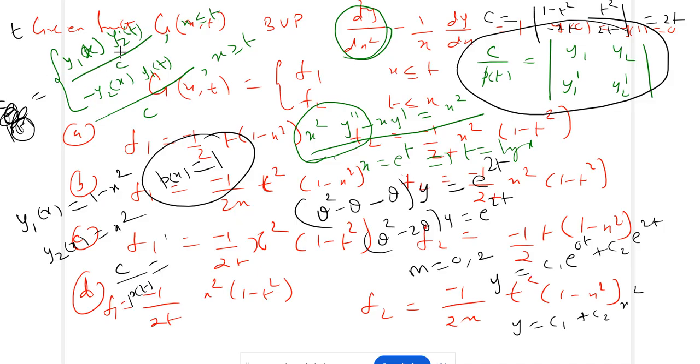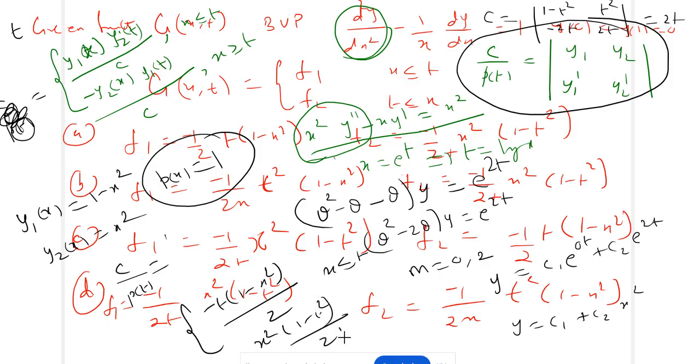If you substitute this and simplify, the structure you get is minus t into 1 minus x square divided by 2 for x less than or equal to t, and x square into 1 minus t square divided by 2t for x greater than or equal to t. So one of the four options will be correct. Okay, so this is one of the methods to find the Green's function.